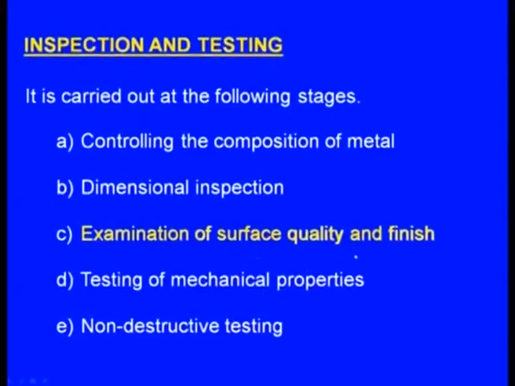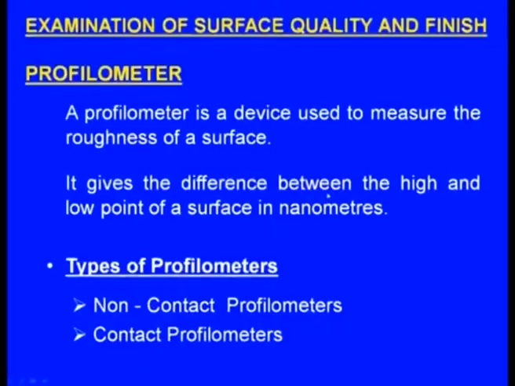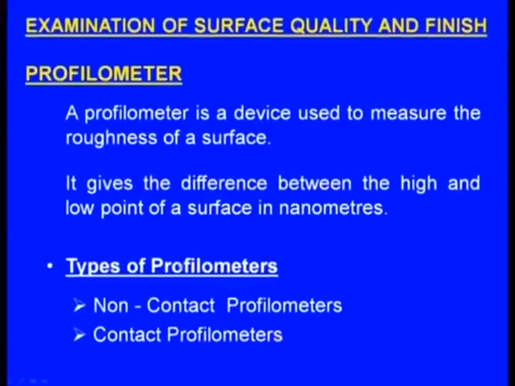Next one, examination of surface quality and finish. This is carried out using a profilometer. A profilometer is a device used to measure the roughness of a surface. It gives the difference between the high and low point of a surface in nanometers. There are two types of profilometers. One is non-contact profilometer and the other one is the contact profilometer.